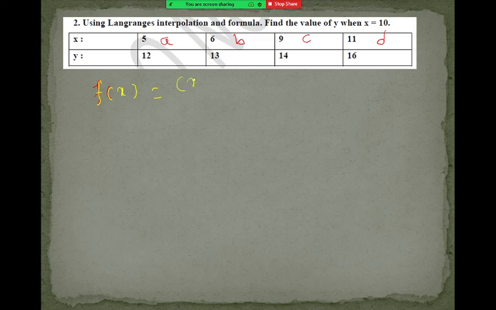X minus b, into x minus c, into x minus d, upon a minus b into a minus c into a minus d into f of a. Very good.